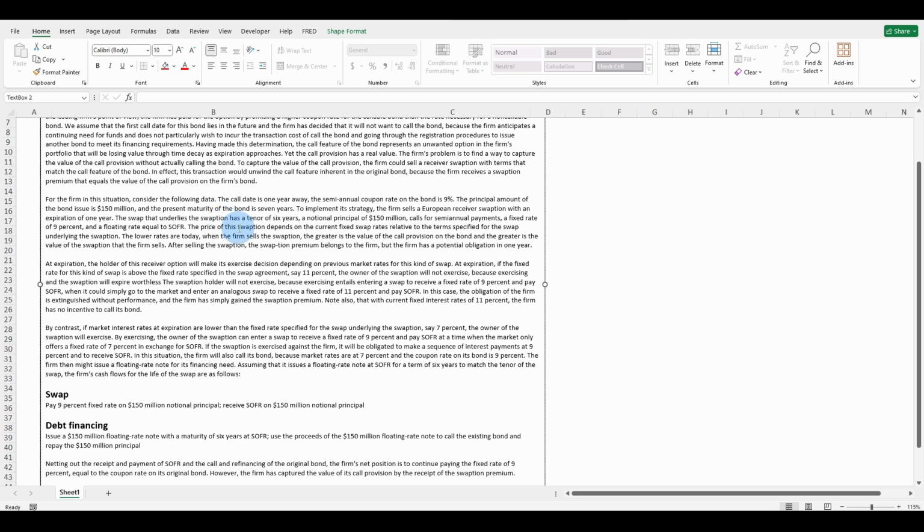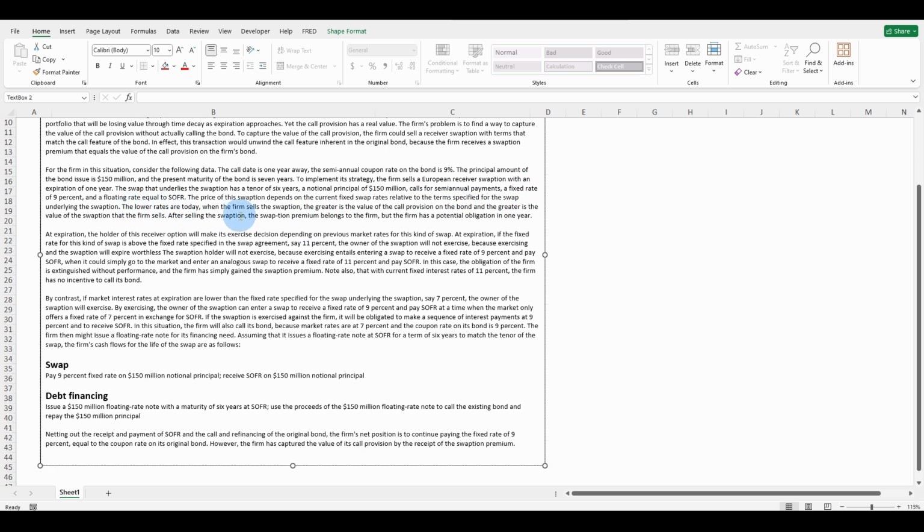The price of this swaption depends on the current fixed swap rates relative to the terms specified for the swap underlying the swaption. The lower rates are today when the firm sells the swaption, the greater is the value of the call provision on the bond, and the greater is the value of the swaption that the firm sells. After selling the swaption, the premium belongs to the firm, but the firm has potential obligations in 1 year.